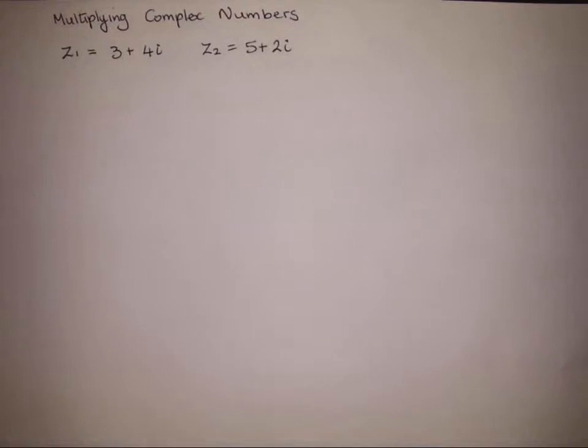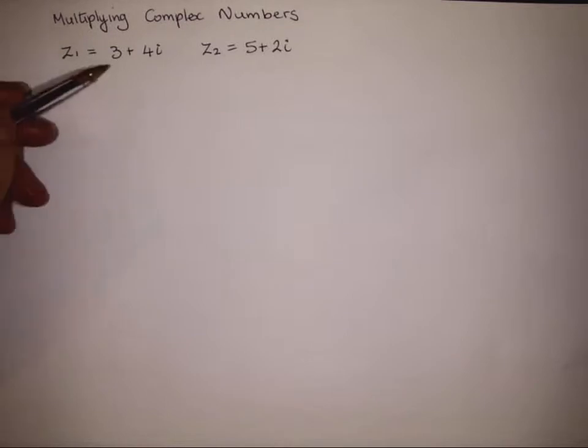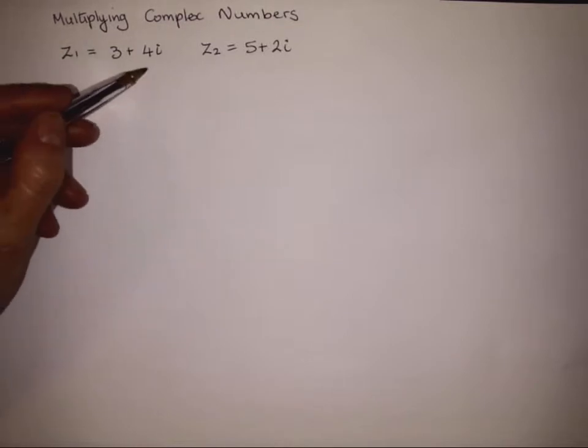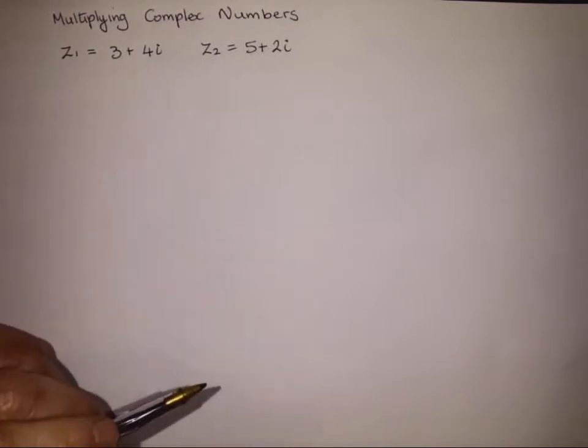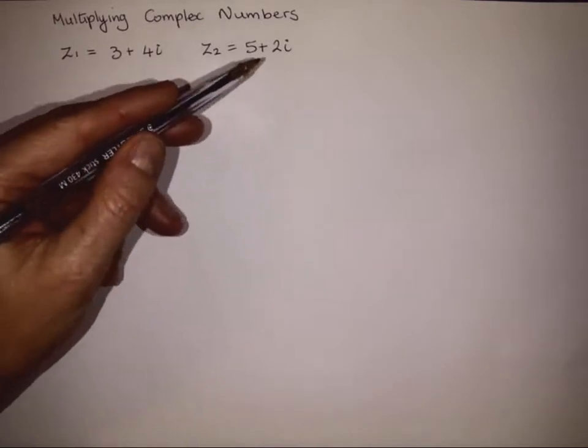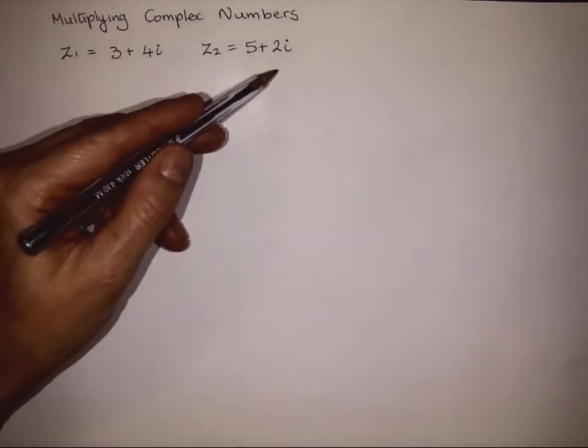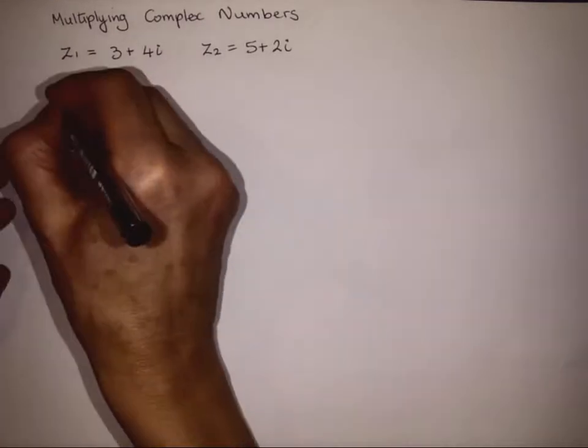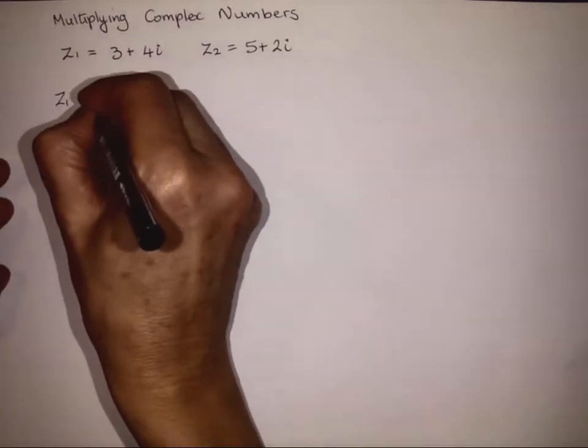To multiply complex numbers, let's have a go at it. We have one complex number, z1, which has a real part of 3 and an imaginary part of 4, so it's 3 plus 4i. And z2, which has a real part of 5 and an imaginary part of plus 2i, or plus 2. So let's go z1 times z2.